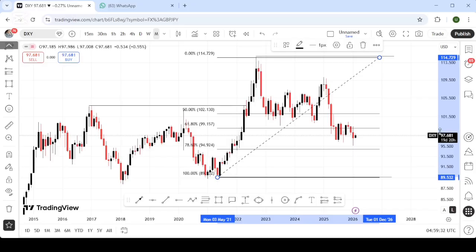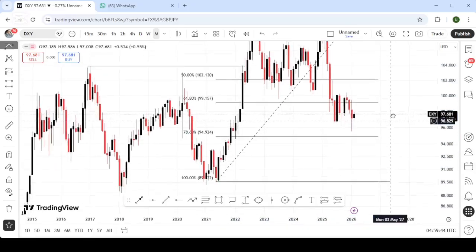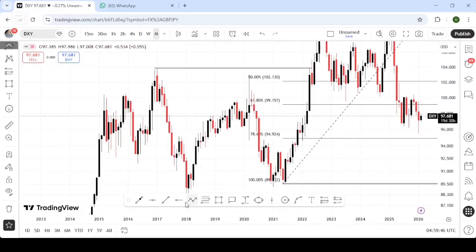Let's look at this 61% to see whether we can spot those things. So now we zoom into the 61%. I believe you can see this candle here.